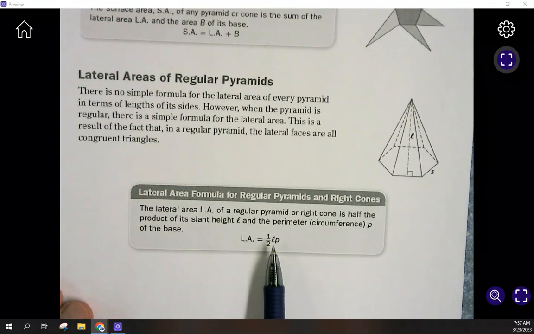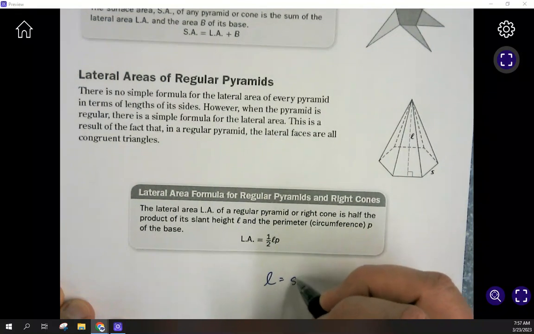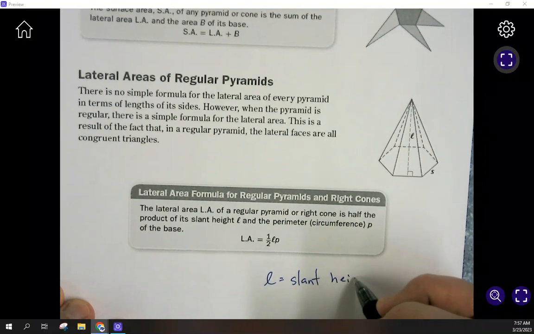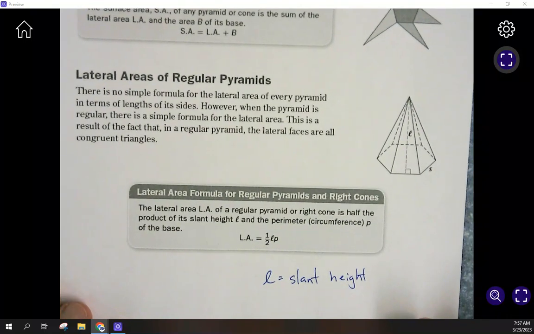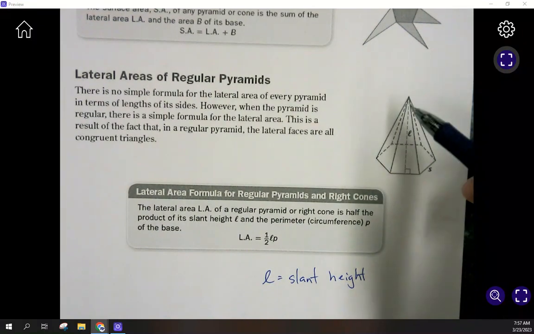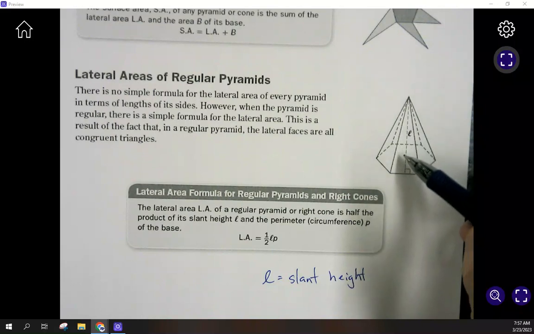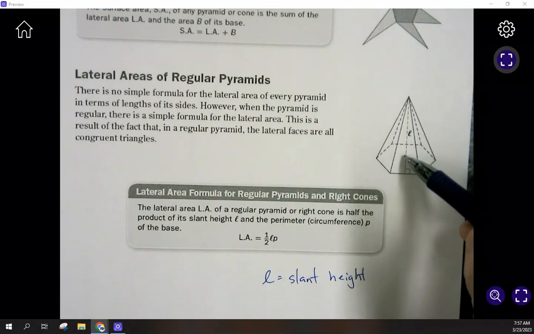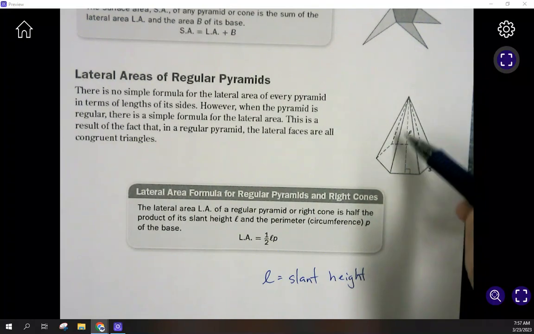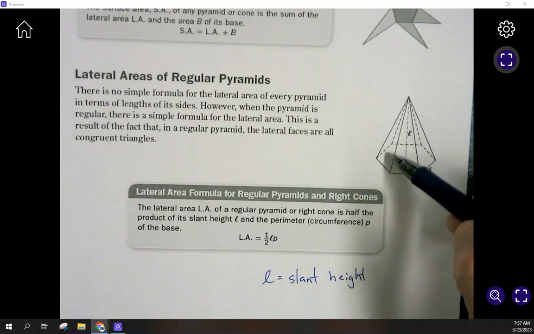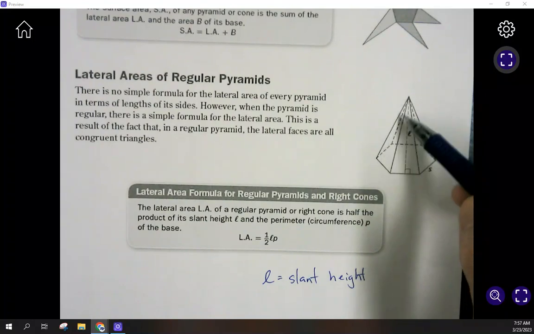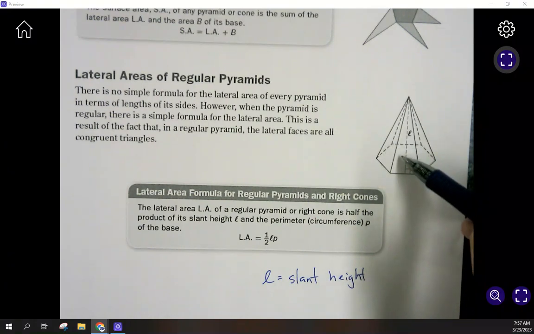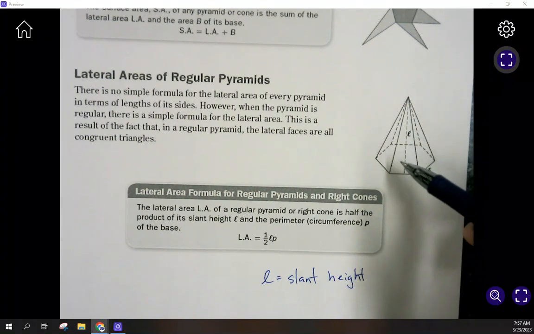So it's 1/2 times the slant height. So when you see this little L, we need to know that that's the slant height. Now remember, slant height is different than the height of the shape. So the height of the three-dimensional shape goes from the apex and drops down to, if it's a right regular shape like this, it's going to drop straight down right into the middle of the base. The slant height is running down the side, not on the lateral edge, but it's the height of the lateral face. Okay, and it's going to come down here. So it's basically the height of any one of these triangles that goes around the outside.